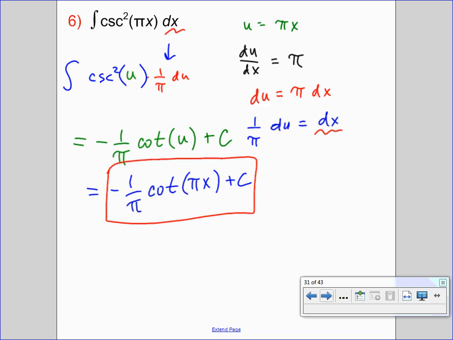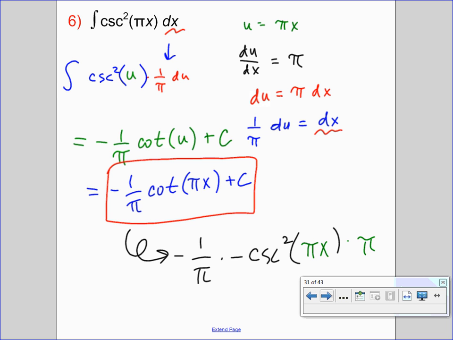I don't believe it. I don't buy that for $1. Well, let's differentiate. Ready? Constant multiplier, negative 1 over pi, times the derivative of cotangent, which is opposite of cosecant squared with the angle. My angle is pi x, times the derivative of the angle. The derivative of pi x is pi. Does that work? Negative times negative is positive. 1 over pi times pi is 1. Cosecant squared pi x was my original integrand.